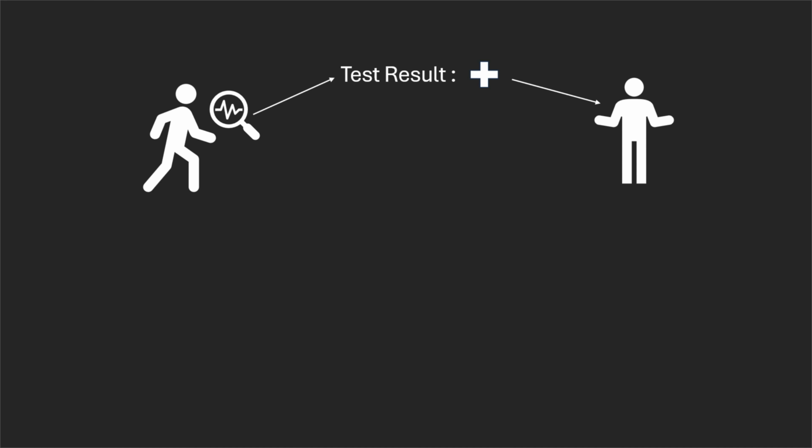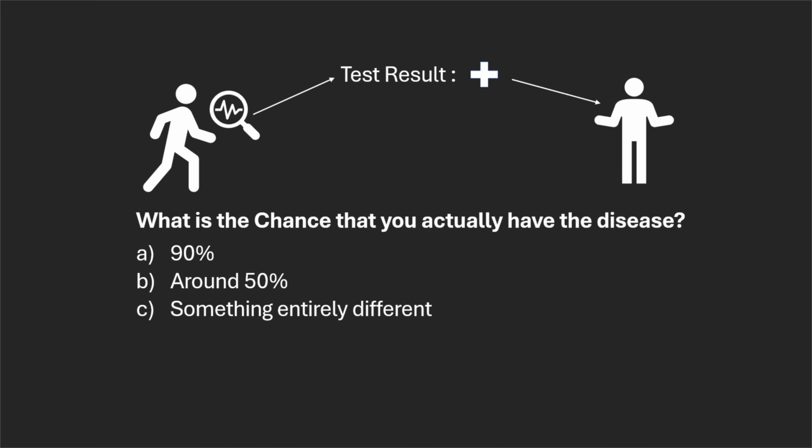Now comes the important question. What is the chance that you actually have the disease? Is it 90%, around 50%, or something entirely different? Since the test identifies 90 out of 100 of those who are having disease and correctly identifies 95 out of 100 for those who are not having disease, most people immediately say 90%.